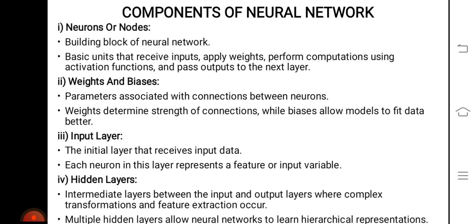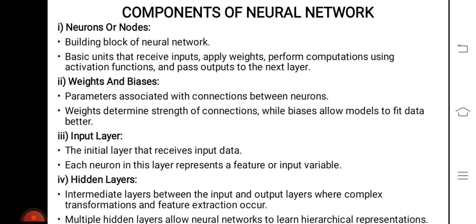The input layer is the initial layer that receives the input data. Each neuron in this layer represents a feature or input variable. What is meant by a hidden layer? It is the intermediate layer between the input and output layers, where complex transformations and feature extractions occur. Multiple hidden layers allow a neural network to learn hierarchical representations.